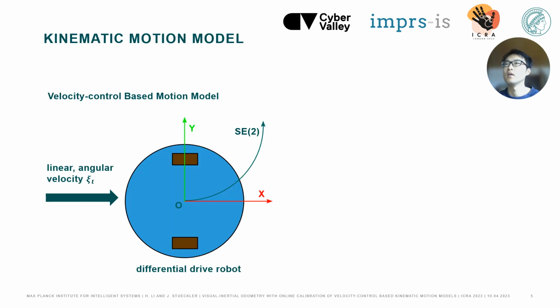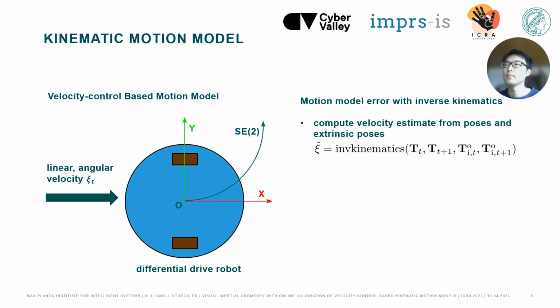This is an illustration of the motion model we used. It takes the linear and angular velocity control as inputs and drives the robot along an arc. And this can be described as a mapping on SE2. For simplicity, we didn't directly compare the pose difference between the result from the model and the VIO estimates. Instead, we use the inverse kinematics. This inverse kinematics computes velocity estimates from pose and extrinsic poses between two consecutive frames. Then we compare the difference between the estimated velocity and control inputs.